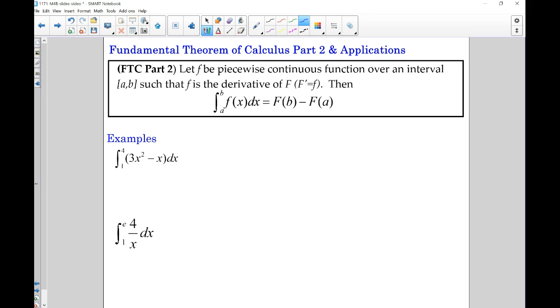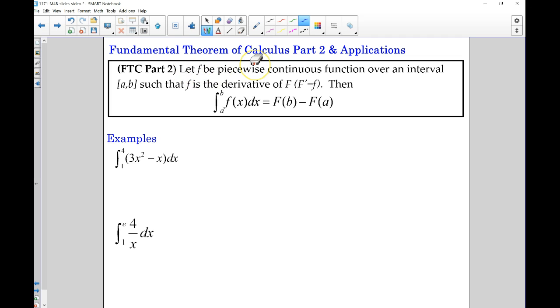This video is going to discuss the fundamental theorem of calculus part 2 and some specific applications of it. Previously we may have seen some definite integrals, and the fundamental theorem of calculus part 2 is really nice in that it allows us to have an algebraic representation of that definite integral. Okay, so here's its statement.